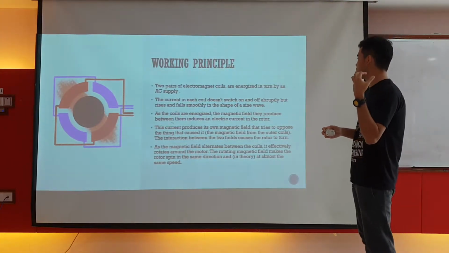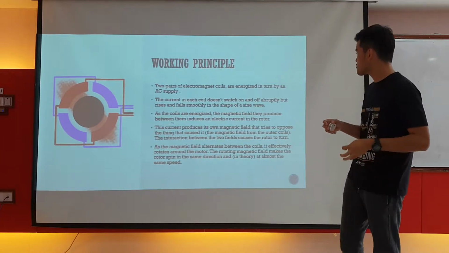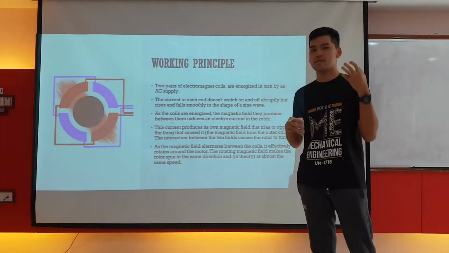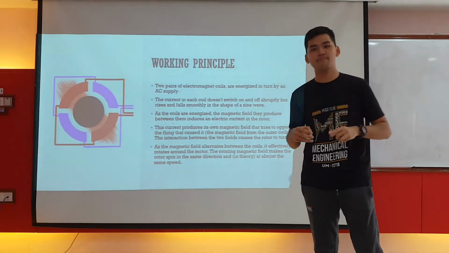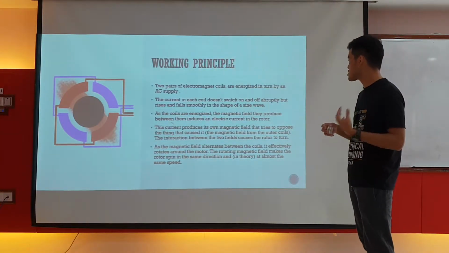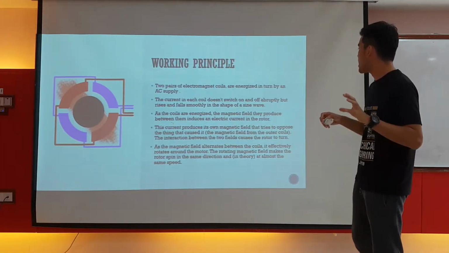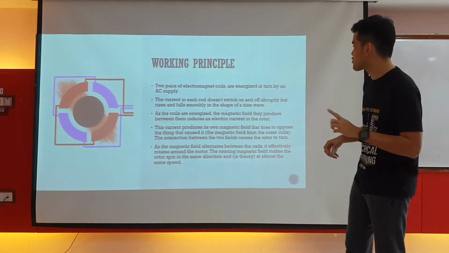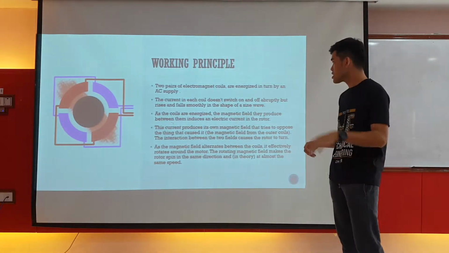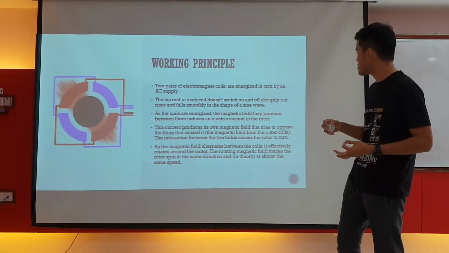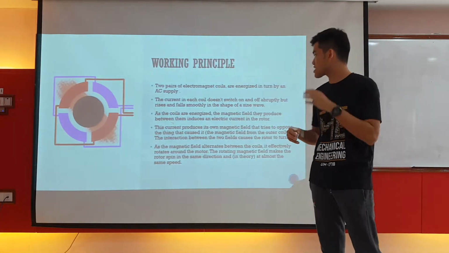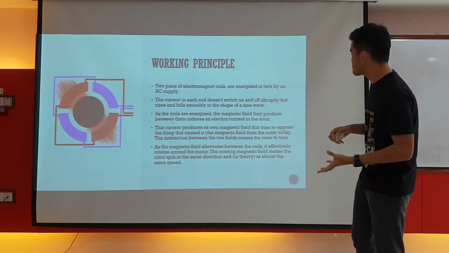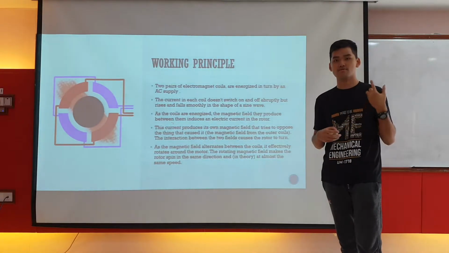There are twin pairs of electromagnetic coils which are energized in turn by the AC power supply. The current in each coil does not switch on and off abruptly, but rises and falls smoothly in the shape of a sine wave. This current produces its own magnetic field that tries to oppose the thing that caused it. The interaction between the two fields will cause the rotor to turn.